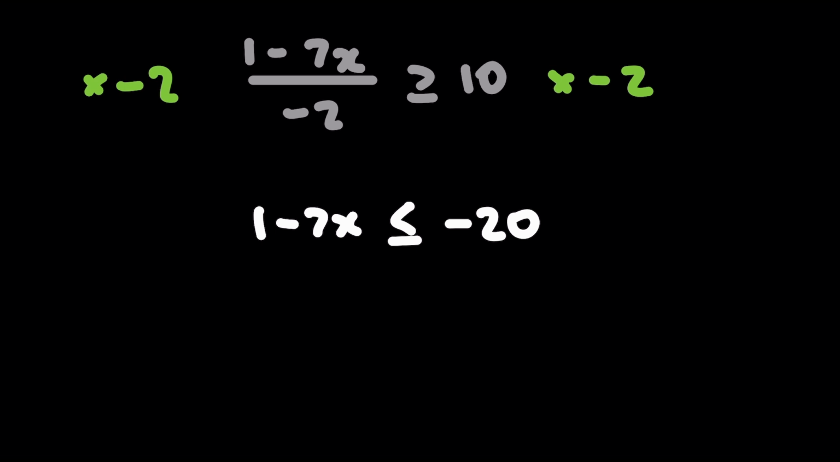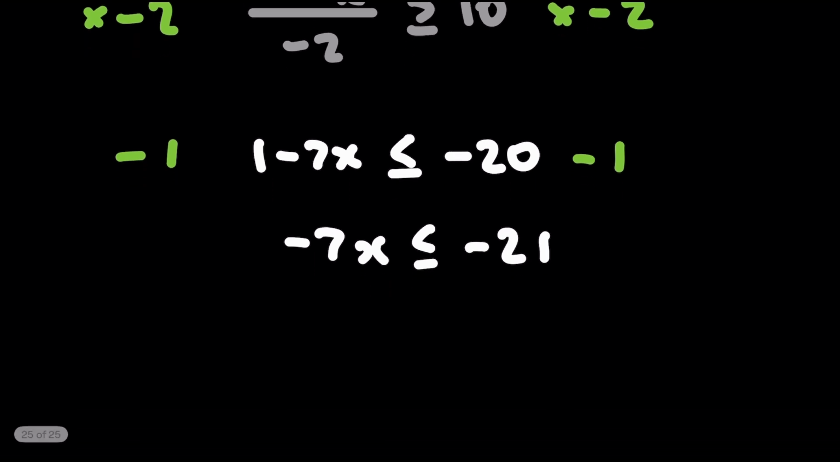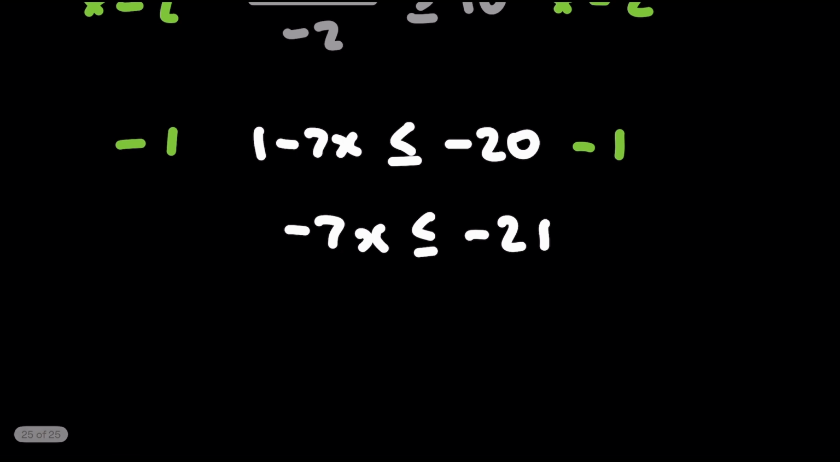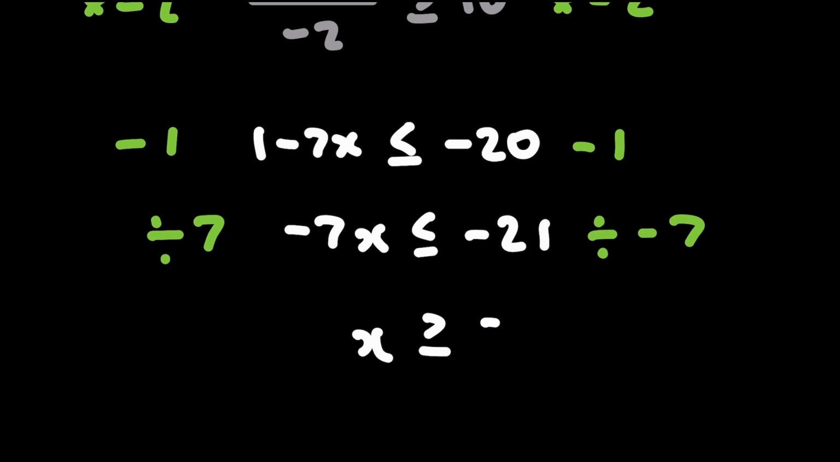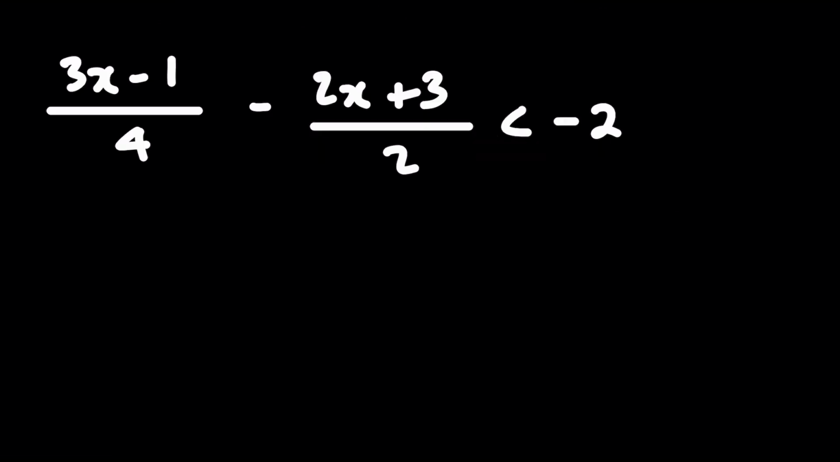Now I can keep going. I can move this 1 to the other side by simply doing minus 1 on both sides. So I'll have minus 7x is less than or equal to minus 21. And lastly, I can divide both sides by negative 7. And because I'm dividing by a negative number, I have to flip the inequality back to greater than. And because minus 21 over minus 7 is 3, our answer is x is more than 3. This will be our last example for the day. Pause the video and give it a go.